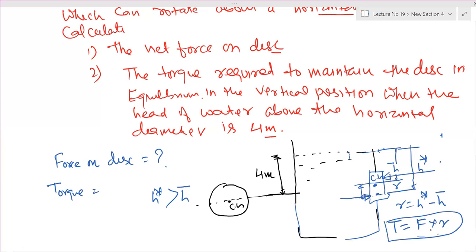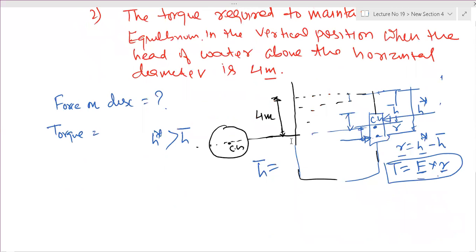So we have to calculate F. You have to calculate R. To calculate R, you need H star, right? H bar is very clear. It is 0.4 meter, this height, and the diameter is 0.3. Let us make a bigger picture to make things very clear, because if you have understood one problem, then it will be sufficient.